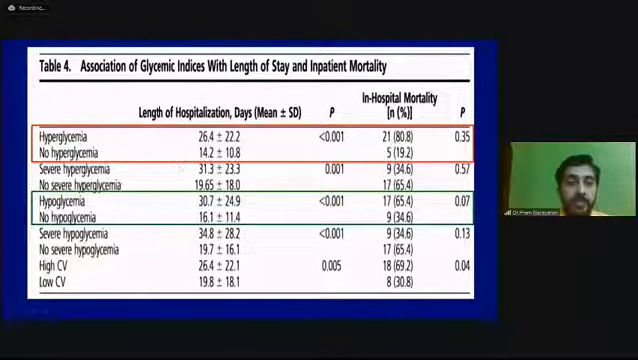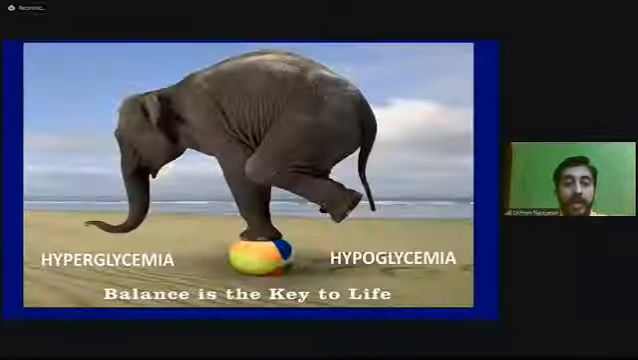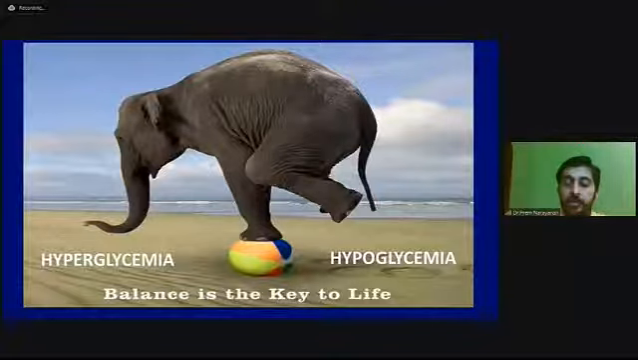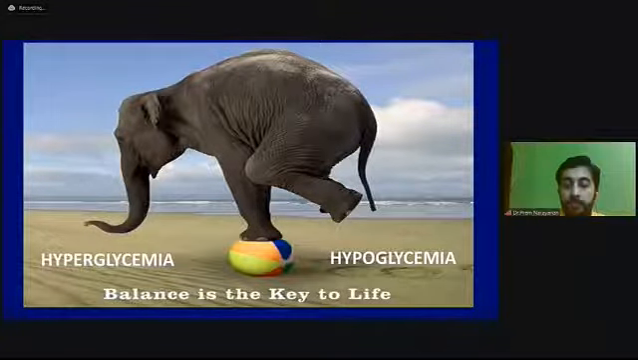Then other glycemic indices, you can see hyperglycemia versus no hyperglycemia, it was significant. In-hospital mortality was not significant, but hyperglycemia prolonged the length of hospital stay. Then severe hyperglycemia, again mortality was not significant, but the hospital length of stay definitely increases. Hypoglycemia, yes, again you can see here it increased hospital stay. Severe hypoglycemia also increases the risk of hospital stay, and the variability, or the high coefficient of variation, also increases the risk of hospital stay and even mortality. So a balance between hyperglycemia and hypoglycemia is key in managing patients with diabetic foot syndrome.